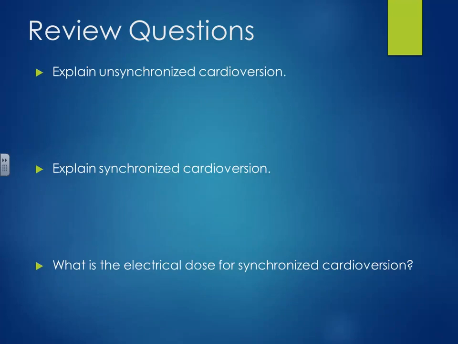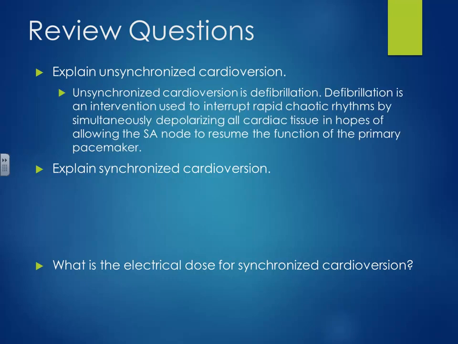Somebody tell me unsynchronized cardioversion. Is not required on the ROA. Okay. Any time in the complex. All right. So what's another name for unsynchronized cardioversion? Defibrillation. Unsynchronized cardioversion is defibrillation, which is an intervention used to interrupt rapid chaotic rhythms by simultaneously depolarizing all cardiac tissue in hopes of allowing the SA node to resume the function of the primary pacemaker.